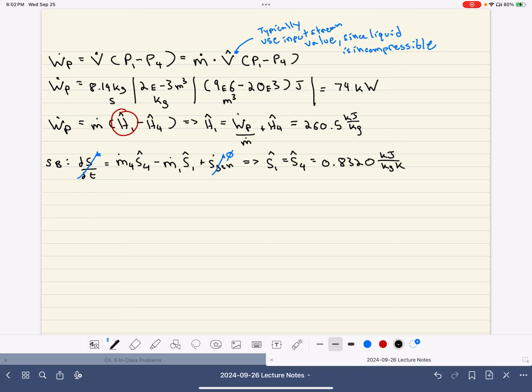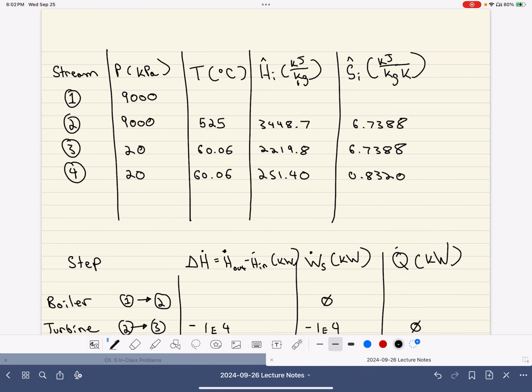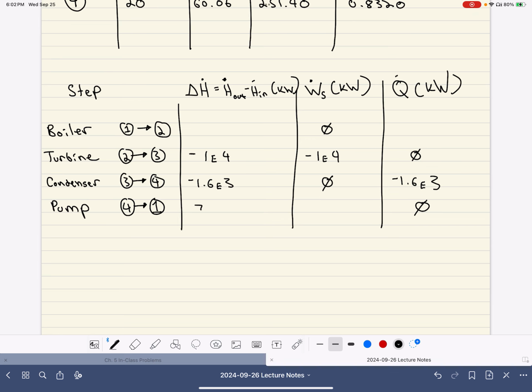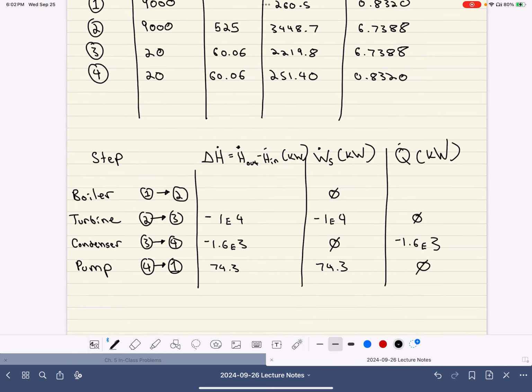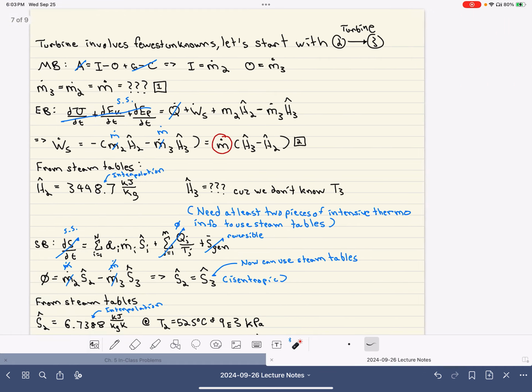Okay. All right, so let's collect this information. Here, 260.5, 0.8320, and for the pump, just 74.3. Okay. All right, and so that's the analysis for the pump. And very easily at this point, all we have left is the boiler. So let's do that analysis.